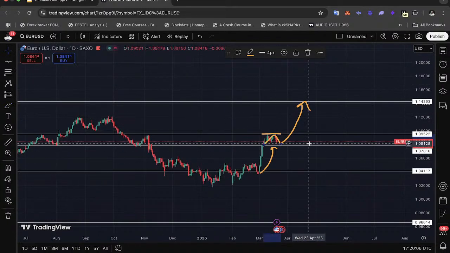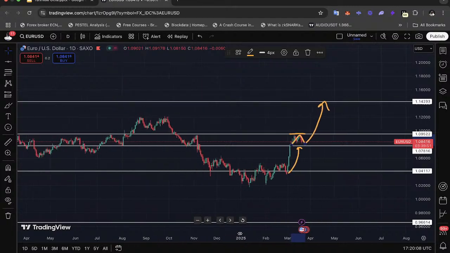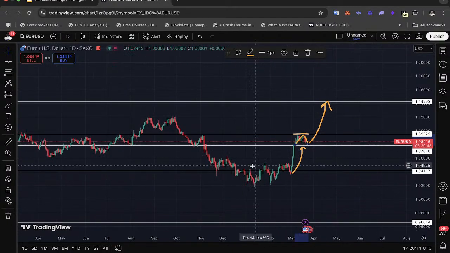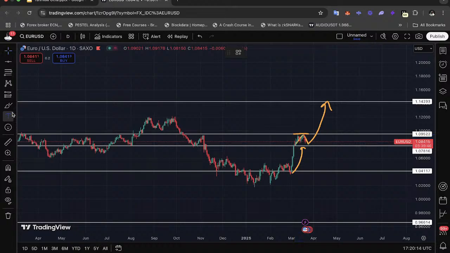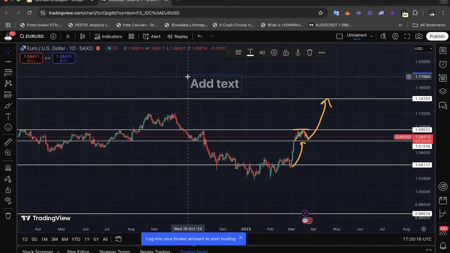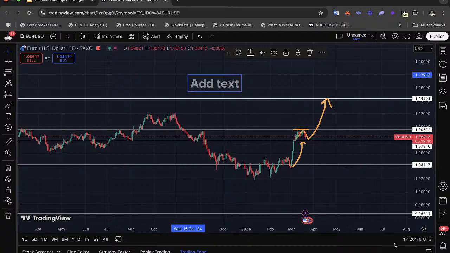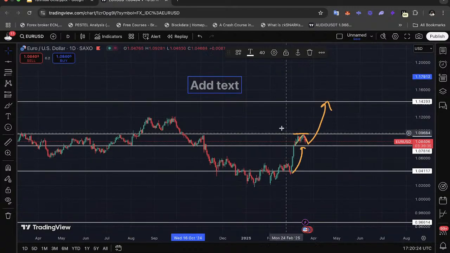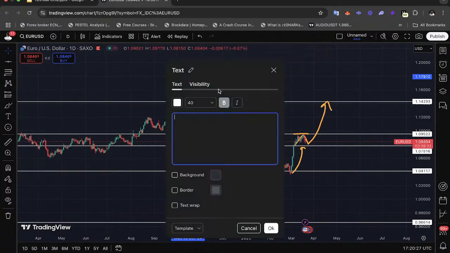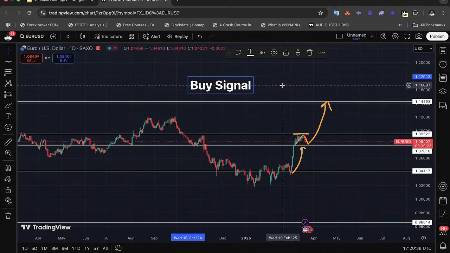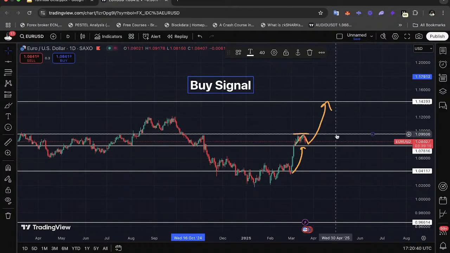So on EURUSD, based on our analysis, is giving a buy signal from here.